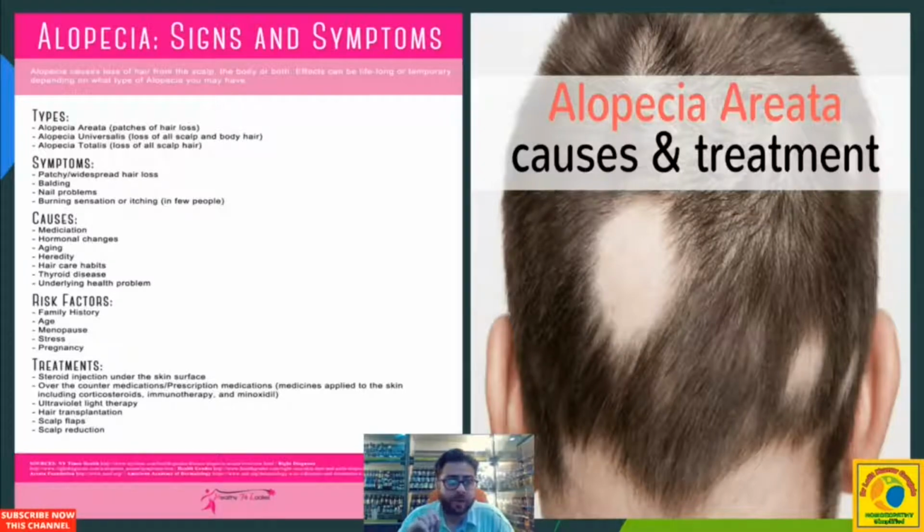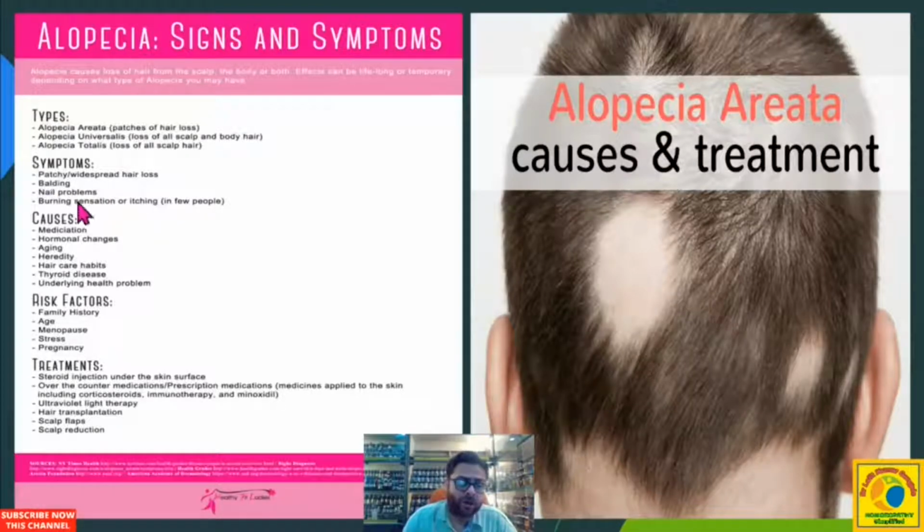Here is a very important thing about the alopecia: sign and symptoms. As you can see, the types of the alopecia are alopecia areata, universalis and totalis, which I had already told you. What are the symptoms? Patchy or widespread hair loss, balding. In the cases of alopecia, especially alopecia universalis and totalis, there are some nail problems also. Burning sensation and itching can also prevail on the patches where there is the loss of the hair.